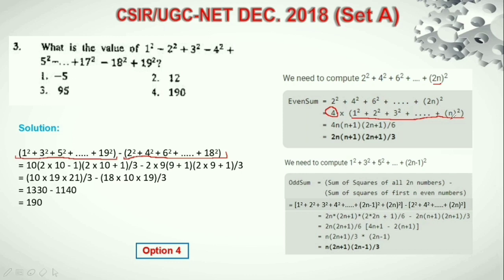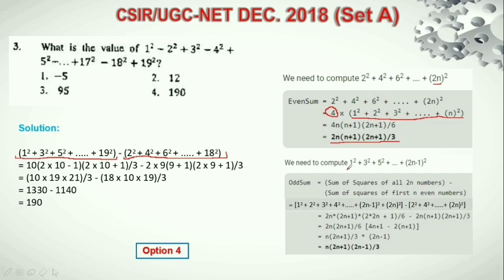and we know that the formula for this sum is n into n plus 1 into 2n plus 1 divided by 6. So cancelling out the common factors between 4 and 6, we will eventually get 2n into n plus 1 into 2n plus 1 divided by 3. So this is the sum of the series containing even terms.